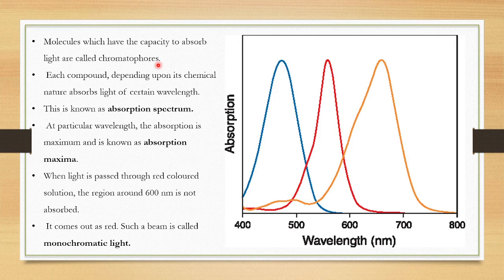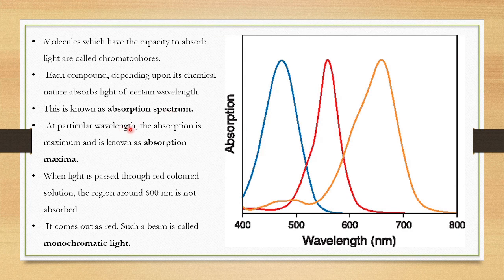A solution, whichever molecule absorbs the light, that molecule is called a chromophore. Each compound, depending upon its chemical nature, absorbs light of certain wavelengths. This is known as the absorption spectrum. So what is an absorption spectrum? The compound, depending upon its chemical nature, absorbs light of certain wavelengths. This is called the absorption spectrum.